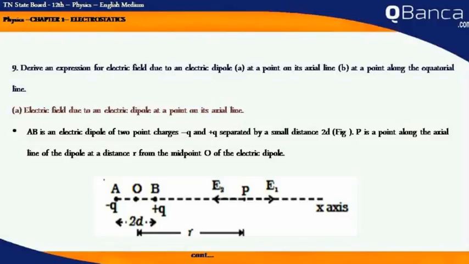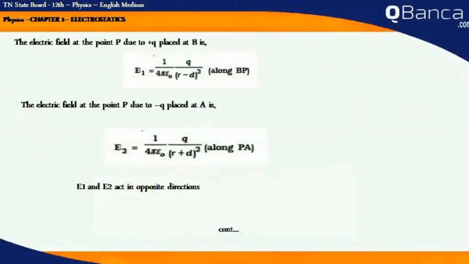AB is an electric dipole of 2 point charges plus Q and minus Q separated by a small distance 2d. P is a point along the axial line of the dipole at a distance r from the midpoint O of the electric dipole. The electric field at the point P due to plus Q placed at B is E1, which is equal to 1 by 4 pi epsilon naught Q by (r minus d) whole square along BP.